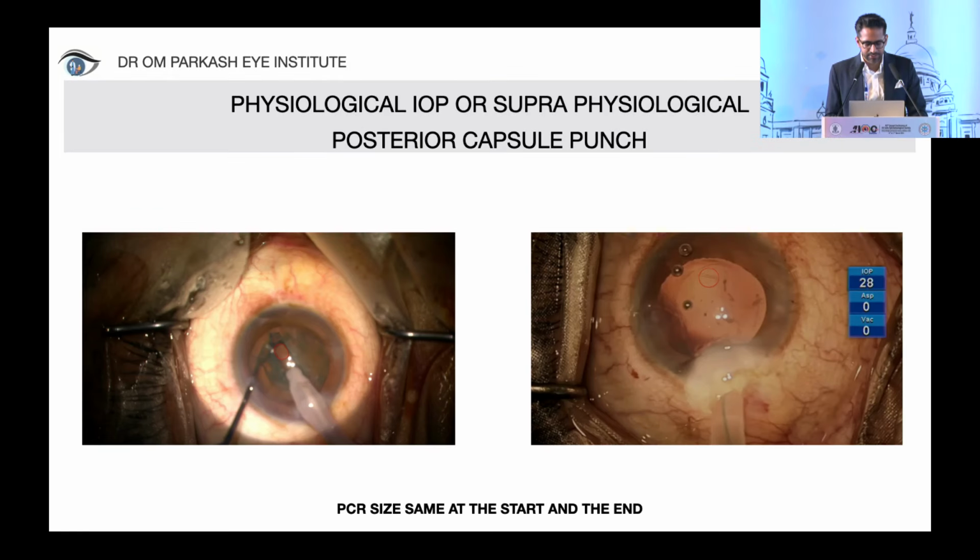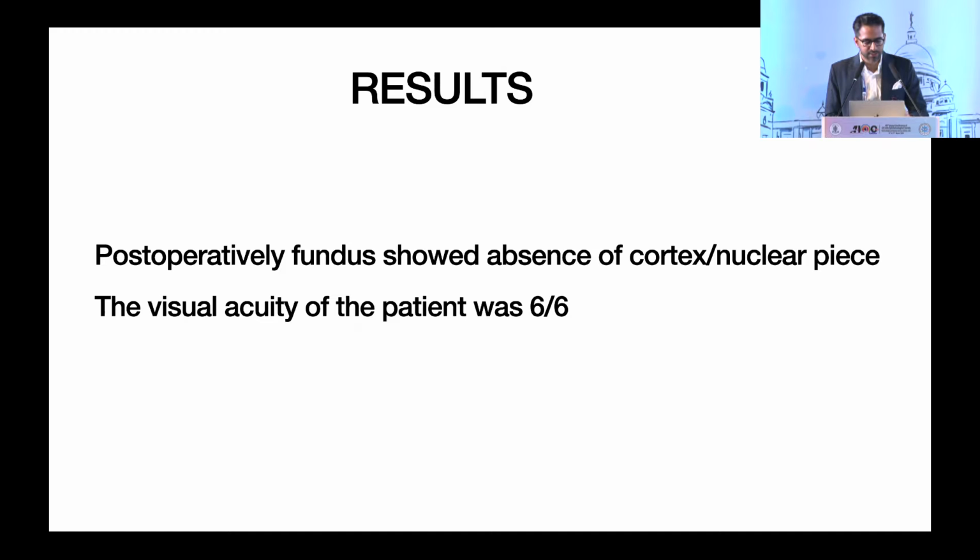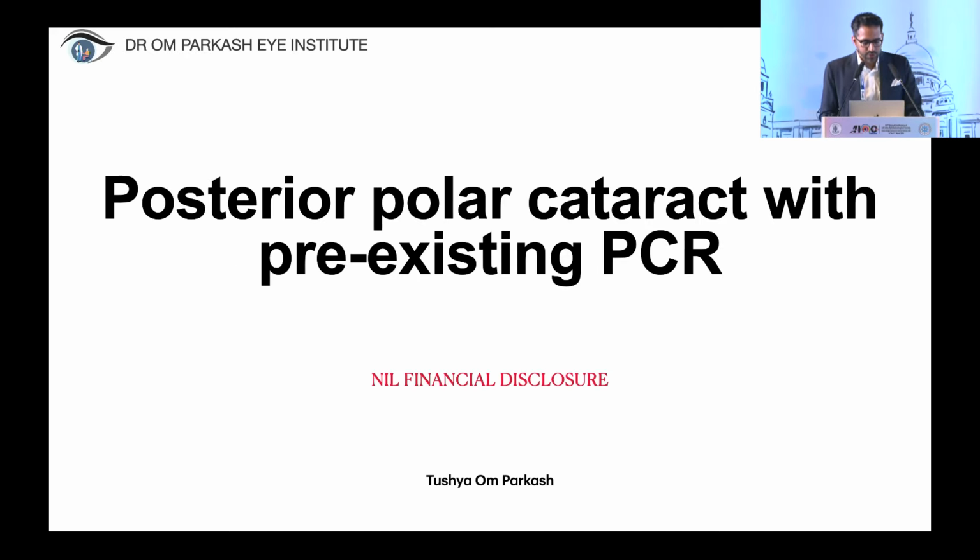So continuing, you can see the PCR size remained the same at the start and the end of the surgery, and post-operatively, the fundus showed absence of cortex or nuclear piece, and the visual acuity was good. So, coming on to posterior polar cataracts with pre-existing PCRs.